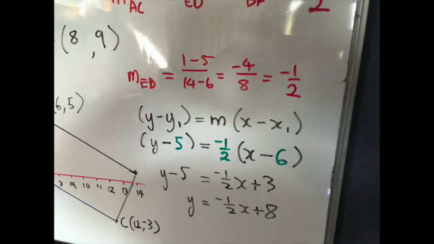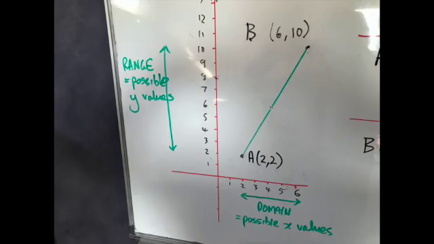Once you've found all of the gradients of the lines and all of the C values, then you can find all of the equations of the different lines. The last thing to do is to then write down the domain and range. Now don't forget, the domain is a list of all of the x values that the graph exists for, and the range is all of the y values that it exists for.